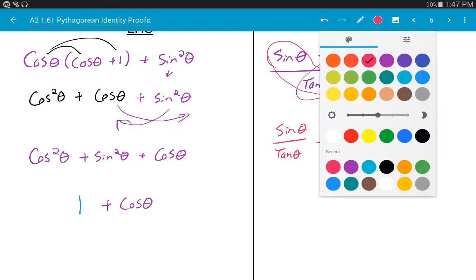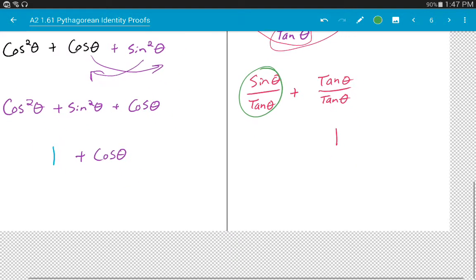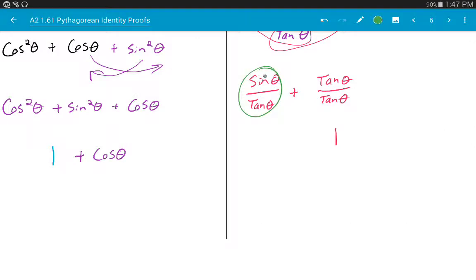What I really need to do is I need to take another look at this, sine over tan. What happens here, and I'll keep it green so you can follow along with what I'm doing here, I've got sine over tangent. Tangent is equal to sine over cosine. So let's rewrite this. So I've got sine over cos. Sine over tan, which is sine over cos.